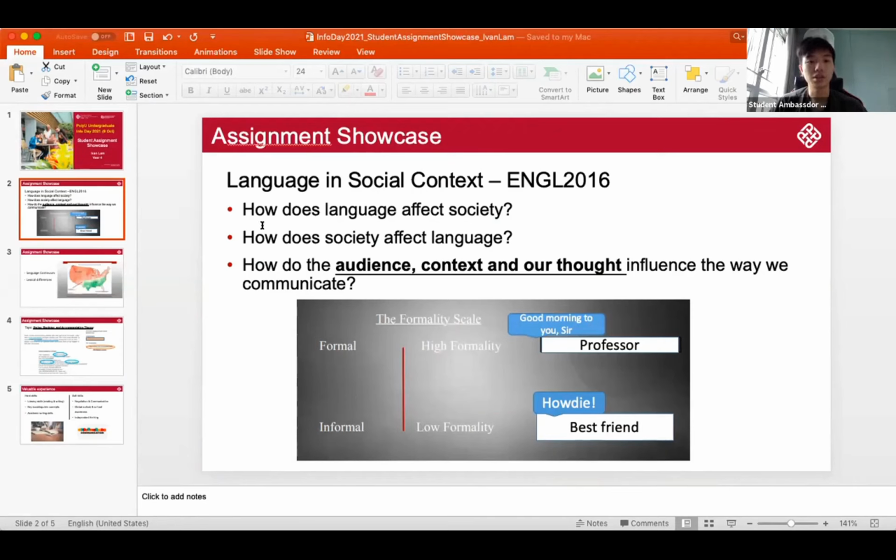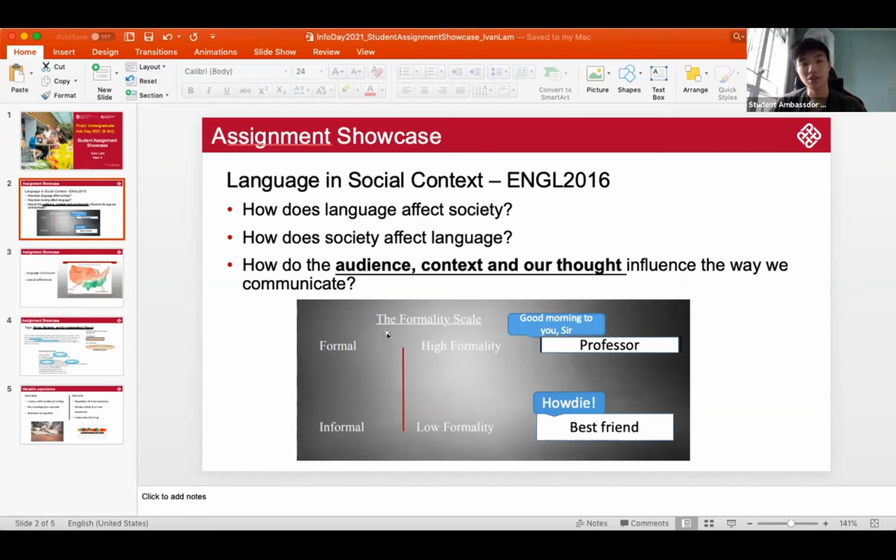In this course, it is mainly focused on, for example, how language affects society, and in reverse, how society affects our language, and also how the audience, the context, and our thoughts influence the way that we communicate. Because there are some particular phenomena that may appear when we are talking with other people, but we may not have even noticed this.